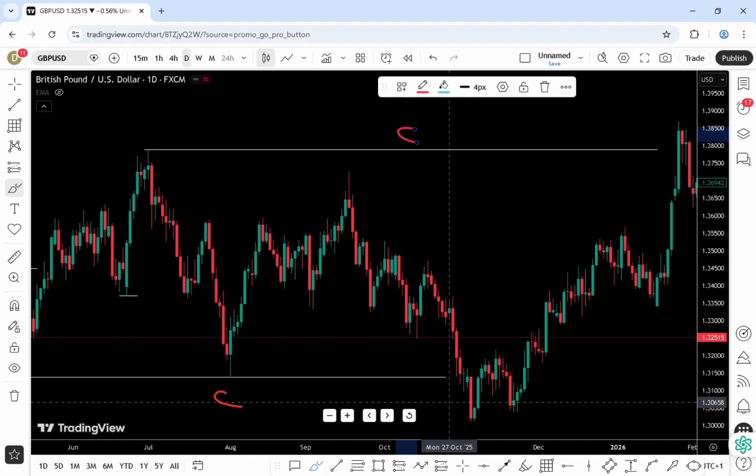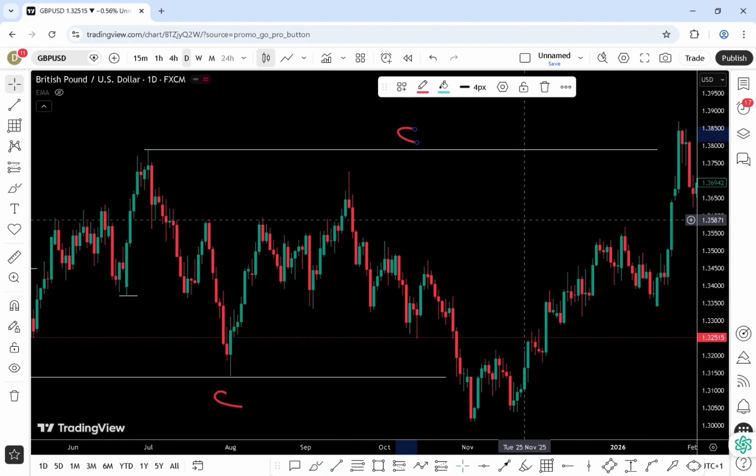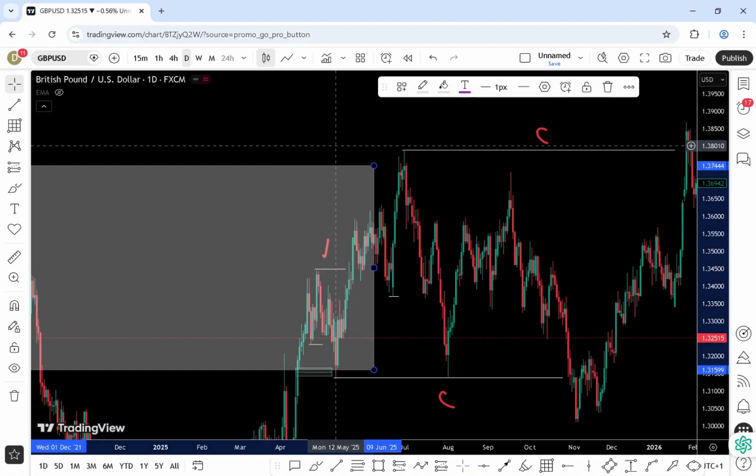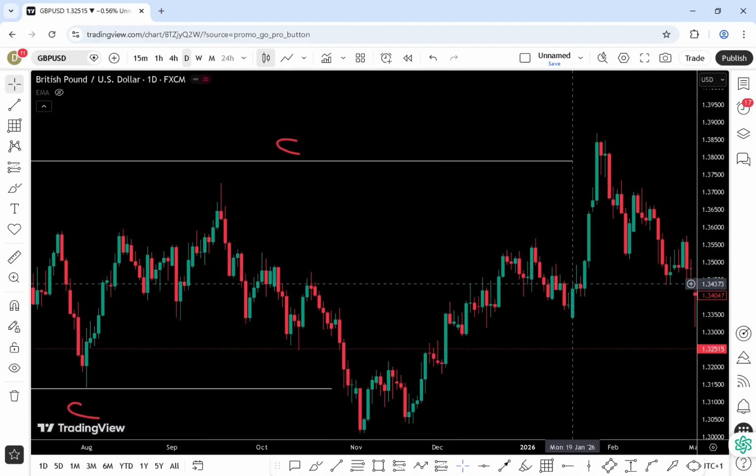So this high liquidity has been taken. But remember everything happening here: that's what happened when the market was sweeping our higher time frame POI.